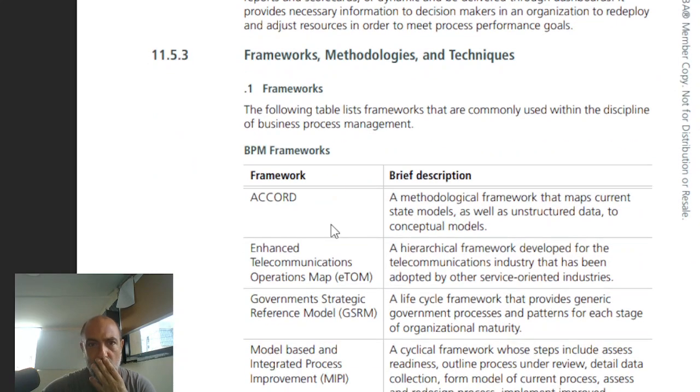And then 15.3, frameworks, methodologies, and techniques. So this is part one. Let's go to part two.